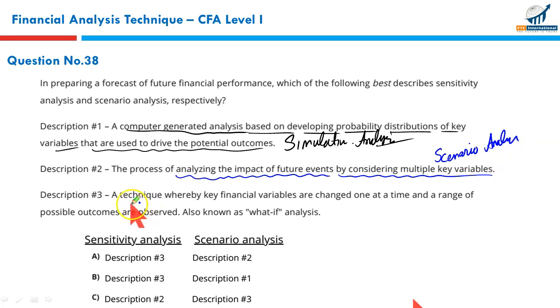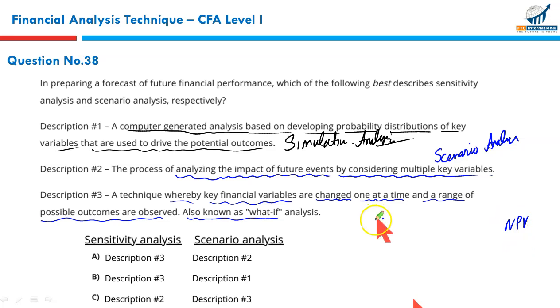What about description 3? A technique whereby a key financial variable is changed one at a time and a range of possible outcomes are observed. It's called a what-if analysis. For example, I have a project under consideration and its net present value is being assessed under different circumstances. There are many variables that affect the net present value, including direct material, direct labor, tax rates, overheads. Changing these variables will impact net present value.